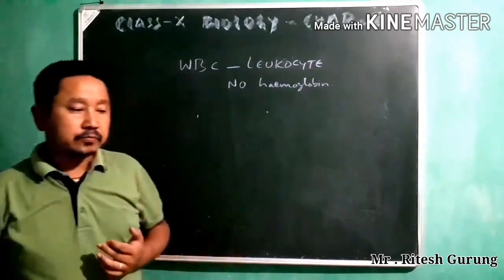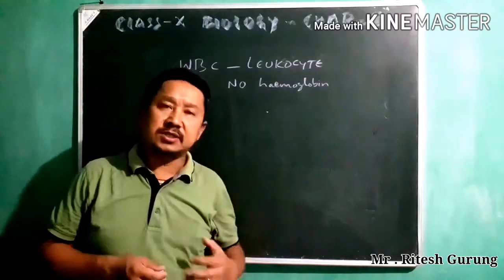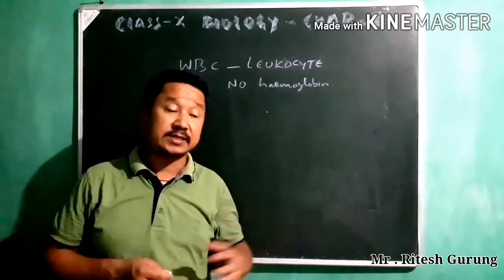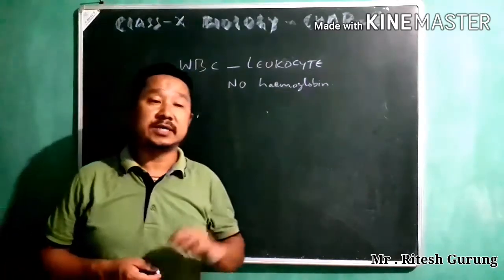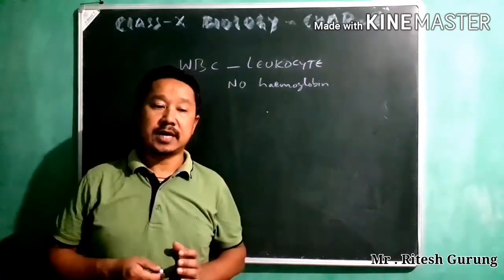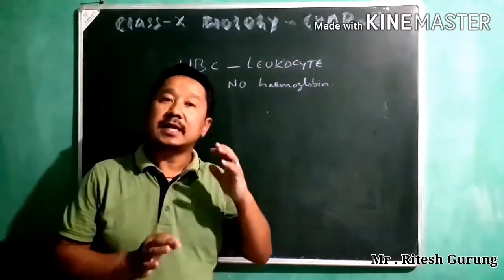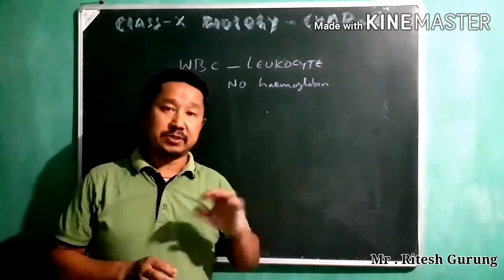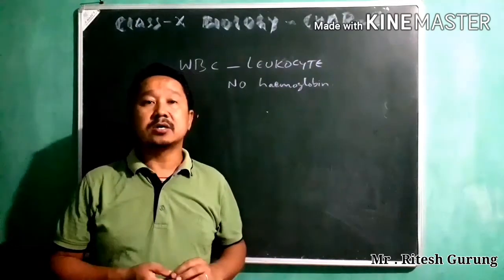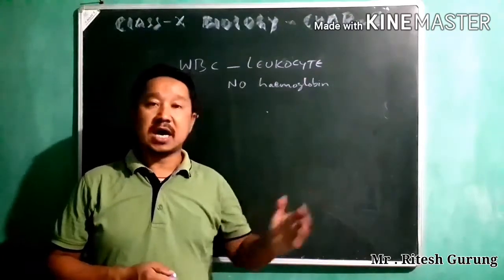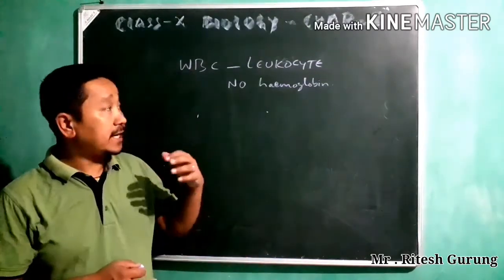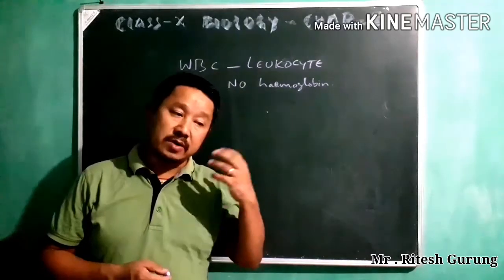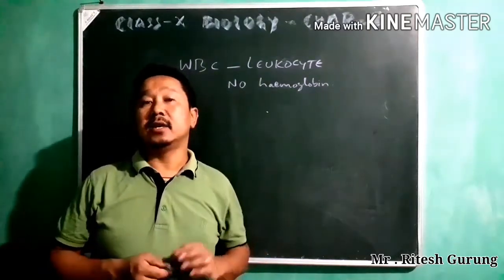Then it is much larger than RBC in size. That means as far as the size is concerned, the WBC or leukocyte is much larger than RBC, and it is much less in number than RBC. So these are some of the things that you have to know between RBC and WBC, which can also be considered as the points of difference between RBC and WBC. As far as the number is concerned, the number of WBC is much less than the number of RBC.